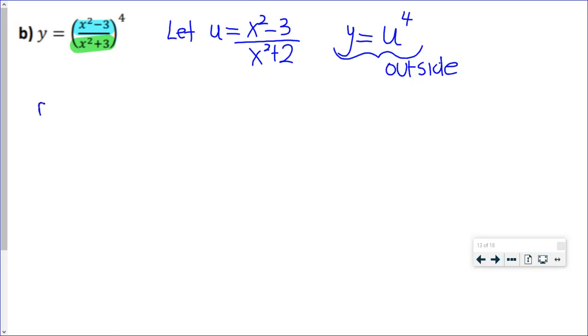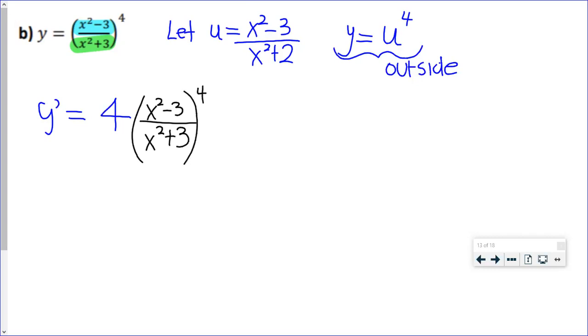Okay, so then my y prime, right, because we're starting with y. So my y prime, I'm going to take the derivative of u first, u to the power of 4. So I would take the 4 in front. I'm going to write my original function the way it is, x squared minus 3 over x squared plus 2, to the power of 4 minus 1, which is 3. Okay, that is taking the derivative of the outside.